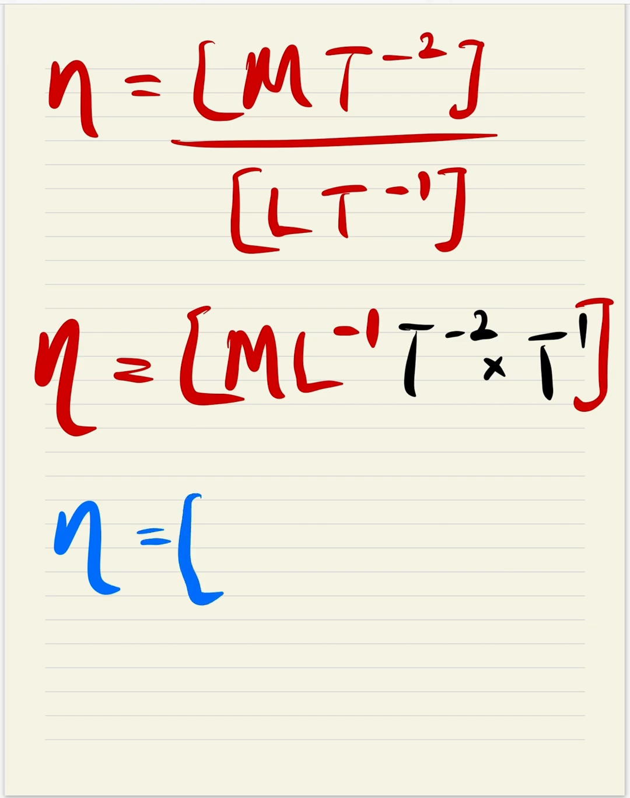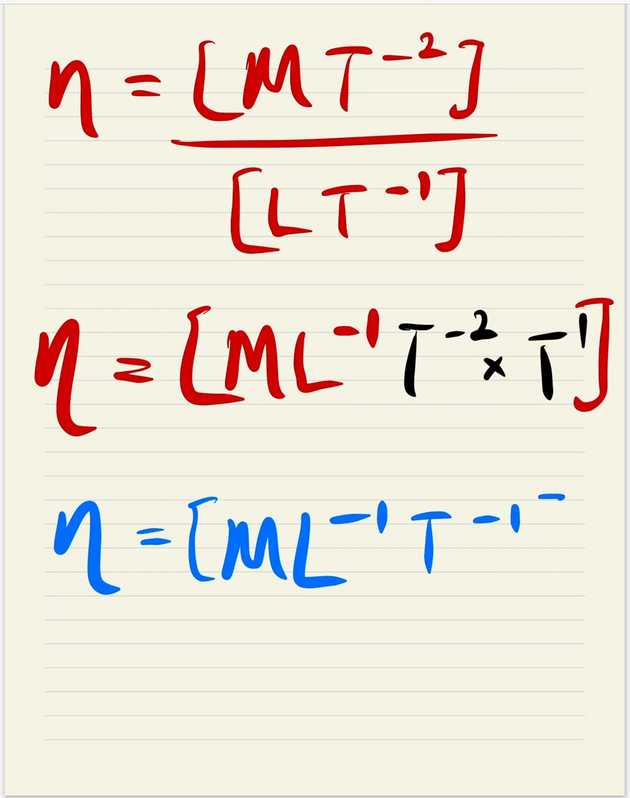We can just use indices for these two, right? So minus 2, and the times multiplication we turn to plus. We're going to have minus 2 plus 1, which is negative 1. So at the end of the day, we can have the dimension to be M L raised to power minus 1 T raised to power minus 1. Did you get that now? So that is how we are going to be solving that.